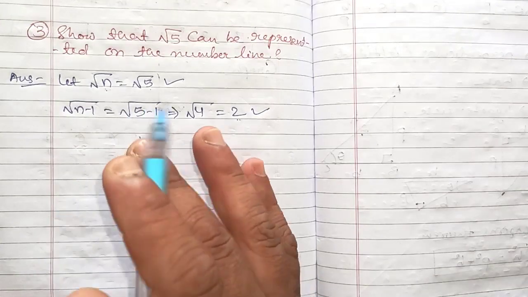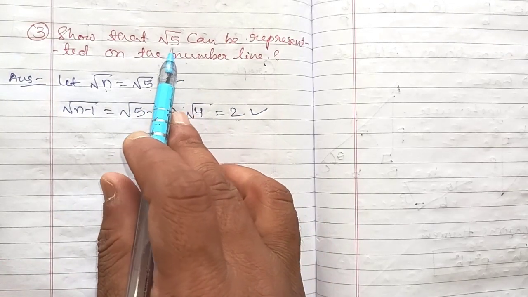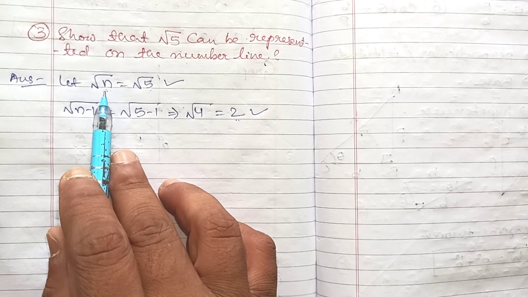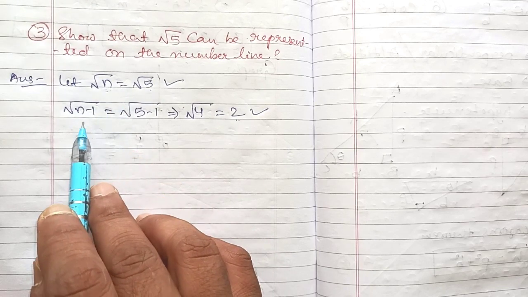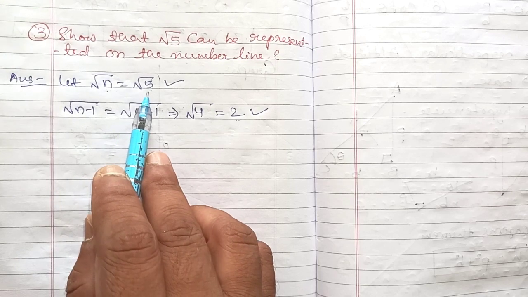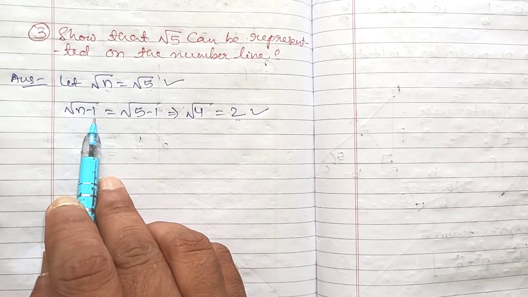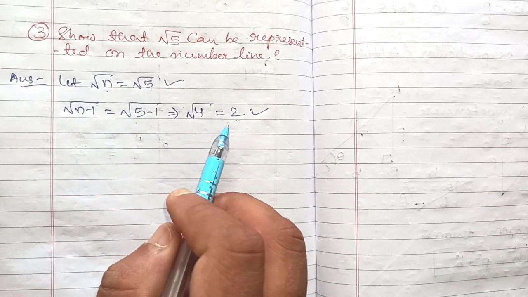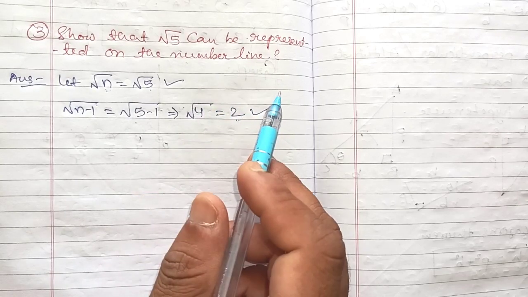Any root over number that is given, say the square root of a number, take it as root n, and first of all find out n minus 1 of that number. Suppose 4 is given, you find out 4 minus 1, that will be 3. You have to find out root 3 first, then you can go for root 4.